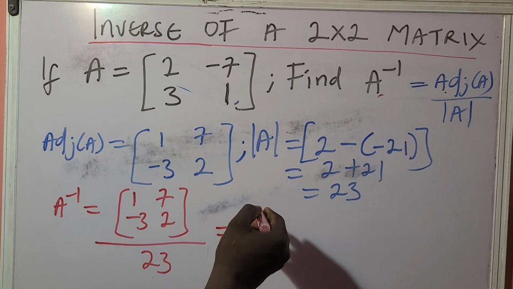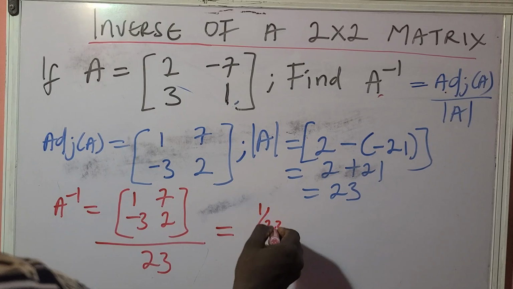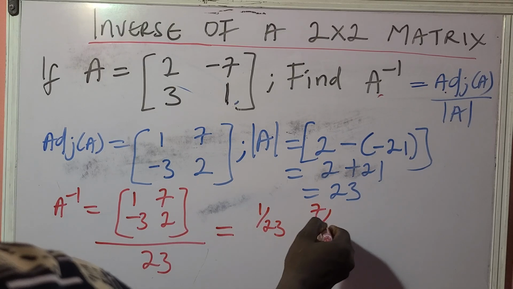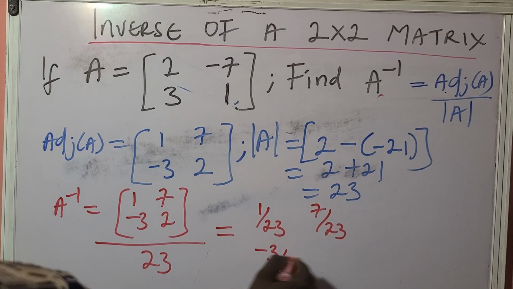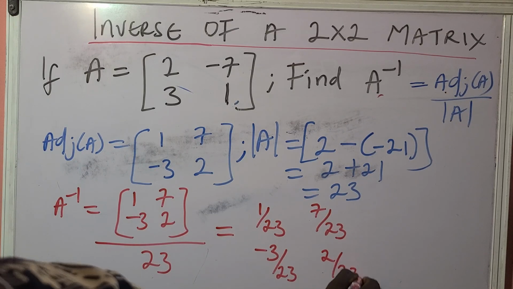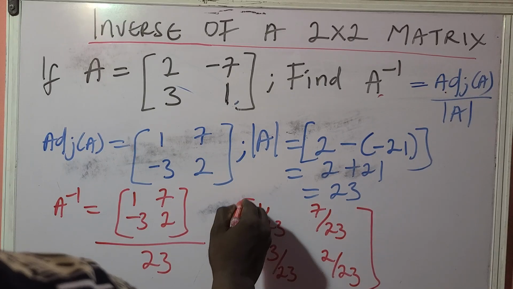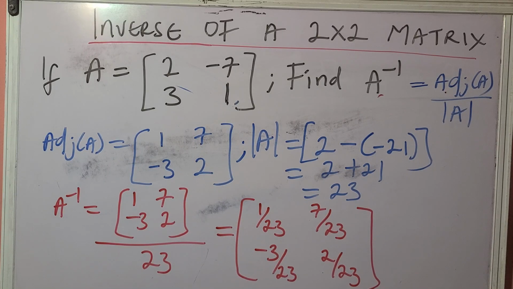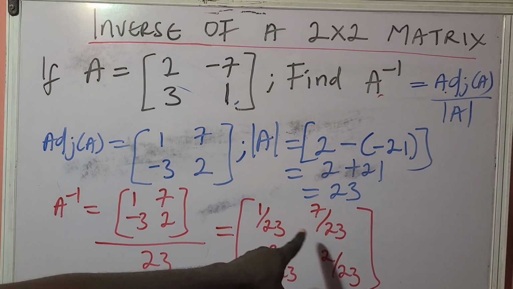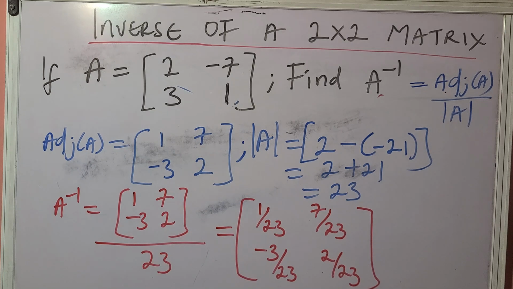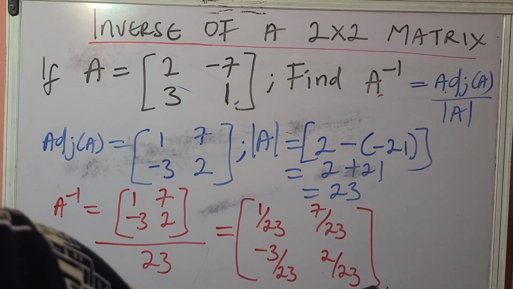So what you'll be having is 1 over 23, 7 over 23, minus 3 over 23, and 2 over 23. So you go on to check if you can simplify any of these fractions, then you go on to simplify it. But looking at what we have here, this has to be our final answer. So this therefore gives me the value for the inverse of matrix A.